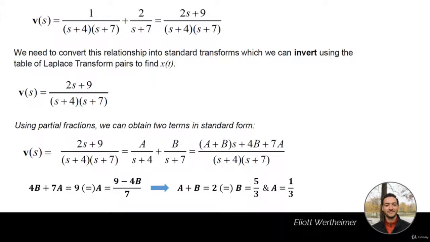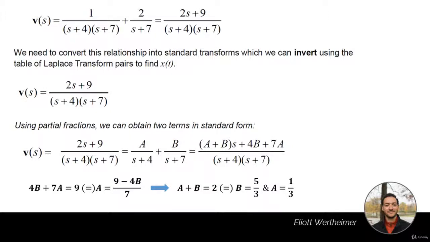So simply we have our equation, okay? Vs equals 2s plus 9 divided by s plus 4 multiplied by s plus 7. We can rewrite this by creating two variables, a and b. We don't know what they are. We're just going to write the equation the way we want it. So we have a over s plus 4 plus b over s plus 7. Now we can develop this equation to look back like the first one, so we can clearly identify which terms are equal to which terms.